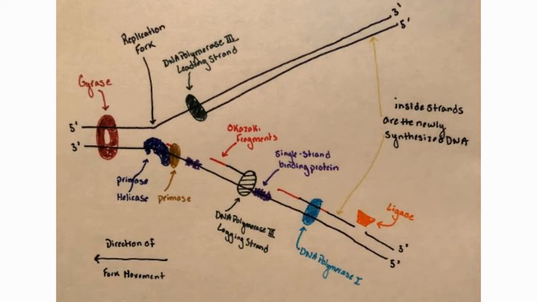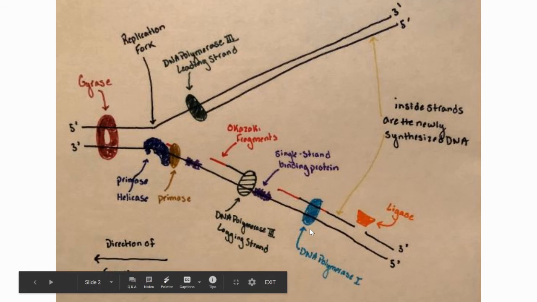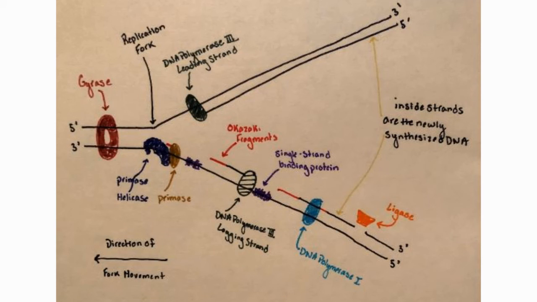DNA polymerase I replaces the RNA primers as synthesis continues. So as you can see down here, we have DNA polymerase I, but there are no more primers coming down this way. The DNA polymerase I then breaks down the RNA and fills in the gaps with the DNA nucleotides. The process leaves little nicks between the newly synthesized DNA and the previously synthesized DNA.